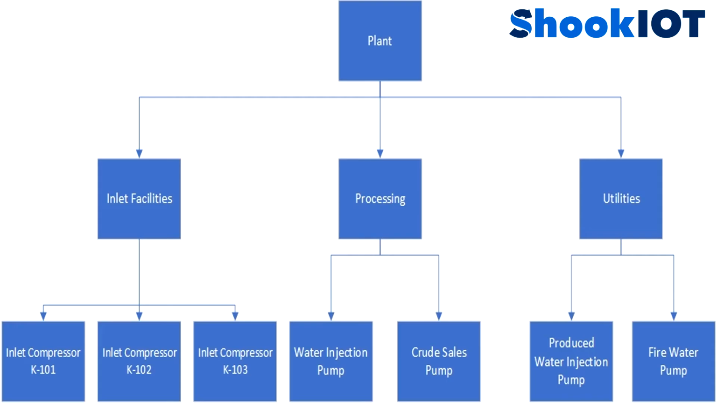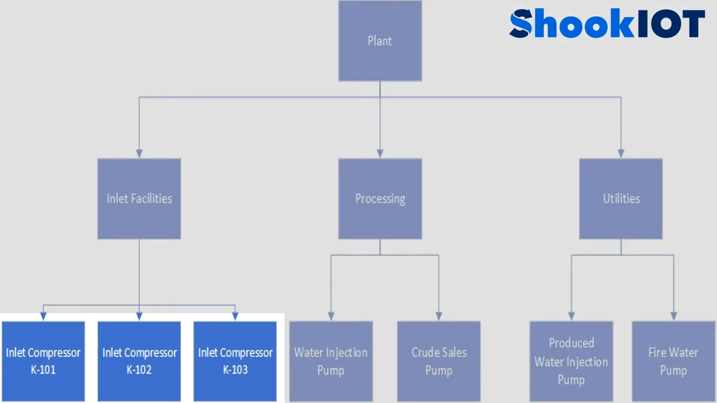For our example, we're going to be using this sample of a hydrocarbon plant. For this video, we're going to focus just on the compressors, and we are going to create assets for these compressors by using a CSV file.